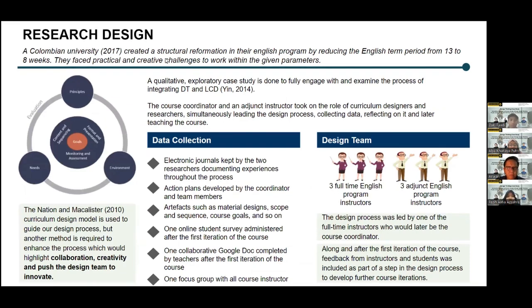Next is the research design. Regarding the research, to engage with the process of integrating design thinking and LCD, we use the Nation and McAllister curriculum design that highlights collaboration, creativity, and pushes the design team to innovate. And to make the most of the data collection phase, the design team, which consisted of six English tutors, was assigned to develop further course iterations.